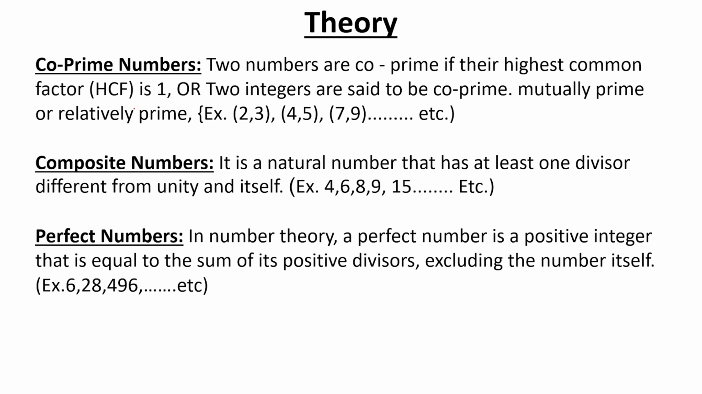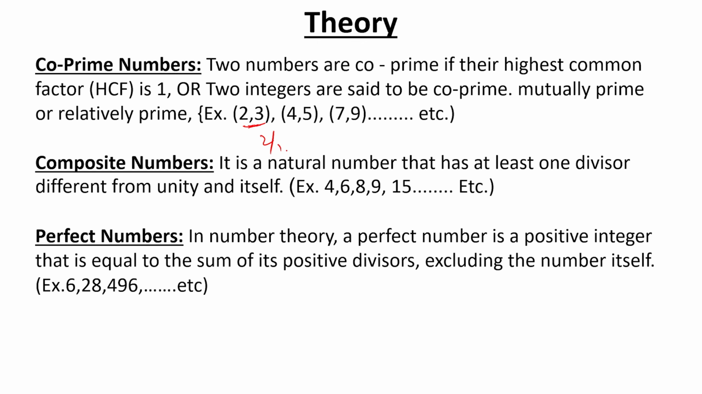Okay, let's go to the co-prime numbers. Two numbers are co-prime if their highest common factor is 1, or two integers are said to be co-prime, mutually prime or relatively prime. Let me give you an example. The way I understand it, in a practical manner, 2 can only be divided by 2 and 3 can only be divided by 3, but their highest common factor is 1. In 2, 1 is common. In 3, 1 is common. In 4 also 1 is common. In 5 also 1 is common.